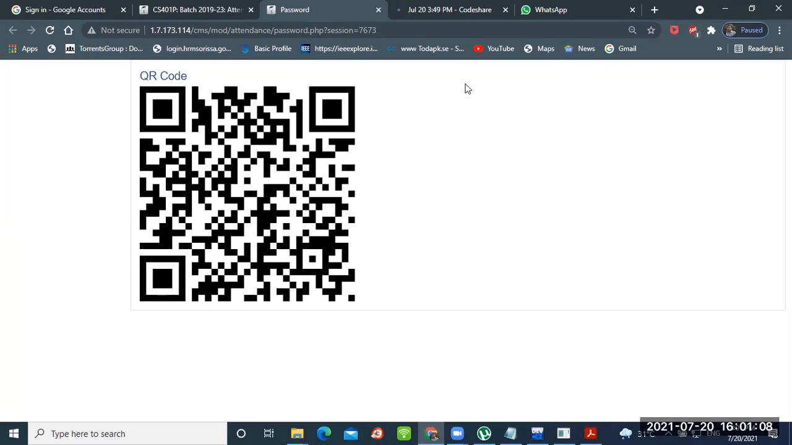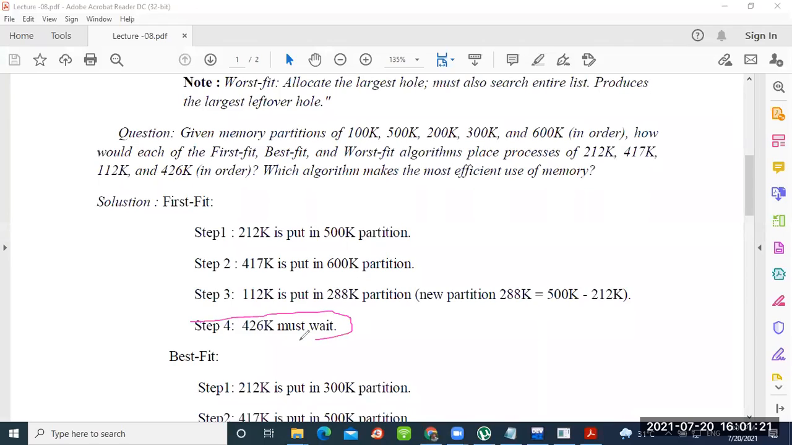Yes, completed scanning of the QR code, all of you. Yes, sir. Coming back to the question. Can anyone answer? The answer is that process 4 will not be allocated. Fine. Then process 1 will be allocated to the partition of 500 KB, which is block number 2. Then 417 will be allocated to 600, which is block number 5. And 112 will be allocated to the 288. That means the partition is 500.